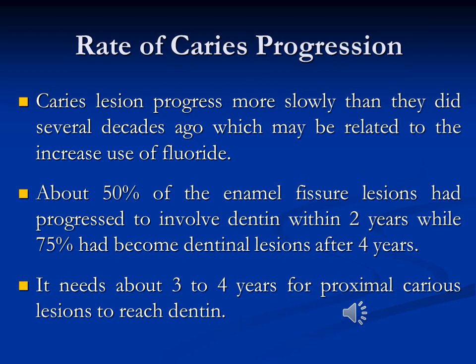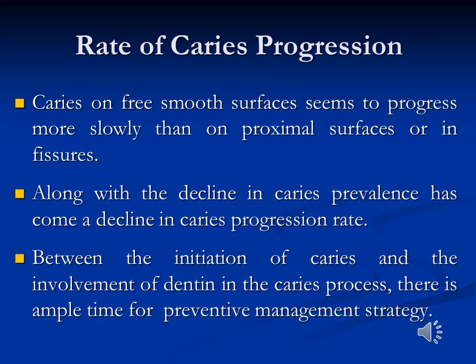It takes about 3 to 4 years for proximal carious lesions to reach dentin. Caries on free smooth surfaces seems to progress more slowly than on proximal surfaces or in fissures. Along with the decline in caries prevalence has come also a decline in caries progression rate.